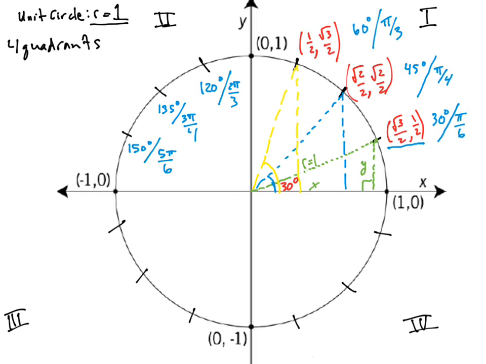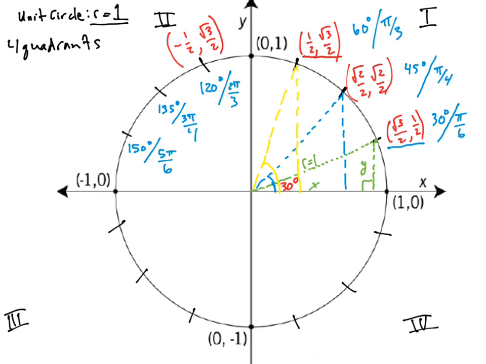And the coordinates for each of these angles, well, this position right here, this first one, is a reflection of 1/2 and root 3 over 2. So what we notice is that in quadrant 2, the x-coordinate is negative, but y is still positive because we're still above the x-axis here. So there are the coordinates.